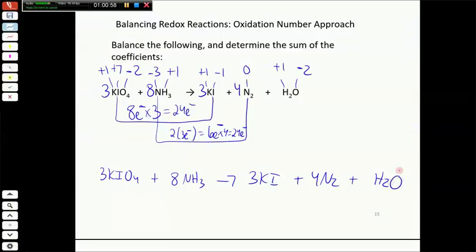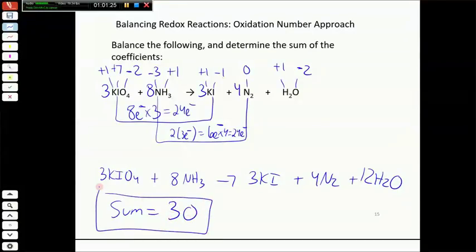And so figuring out how many waters we need, on the reactant side we have 12 oxygens, 3 KIO4s is a total of 12 oxygens. So that gives us 12 waters, and then we can verify that hydrogen's balanced as well. We have 24 over here, 8 times 3 is 24 over there. So we just have to add a coefficient of 12. And then the sum of the coefficients would be 3 plus 8, which is 11, plus 4 is 15, plus 4 is 18, plus 12 is 30. All right, so the sum of the coefficients, which is what we asked for here, would be 30.